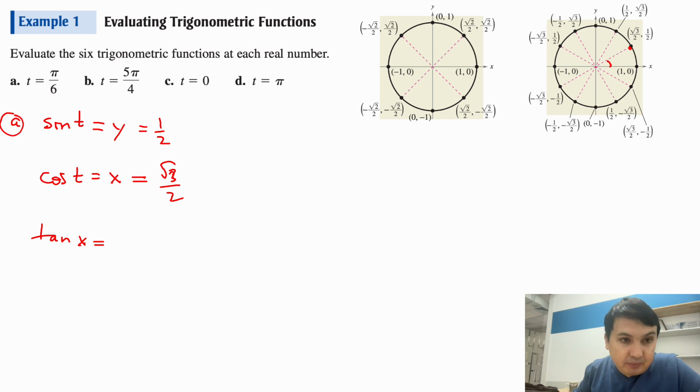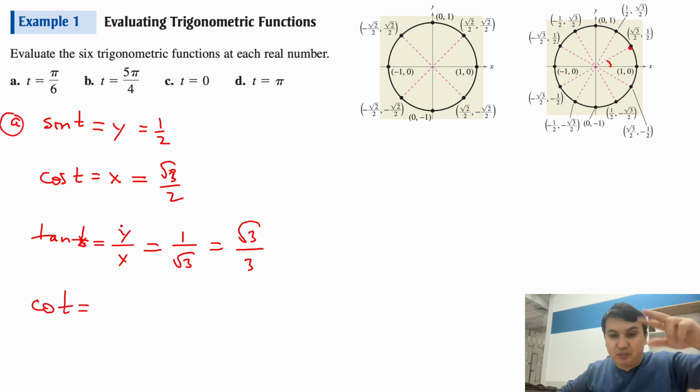Okay, what is the tangent of t? Well, you can remember it as sine over cosine or y over x, right? So if you divide 1 over 2 by square root of 3 over 2, you get 1 over root 3, or you can also write it as square root of 3 divided by 3. Okay, cotangent is when you flip the tangent, right? It's the inverse of the tangent, so it's x over y. Now you divide square root of 3 over 2 by 1 over 2, right? So it becomes square root of 3.